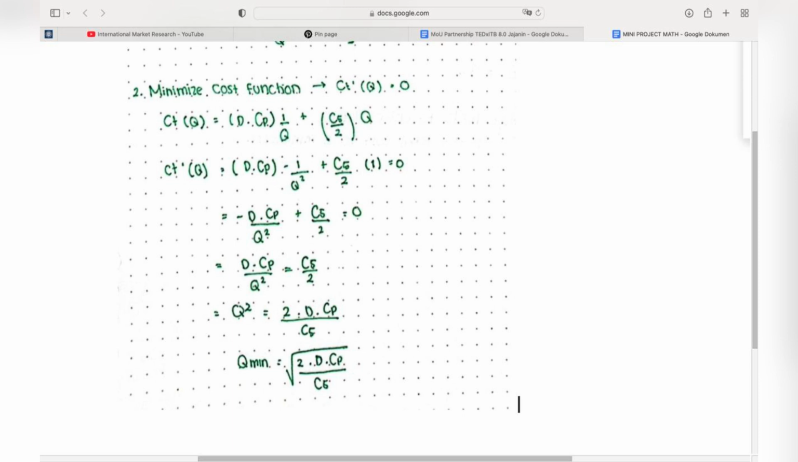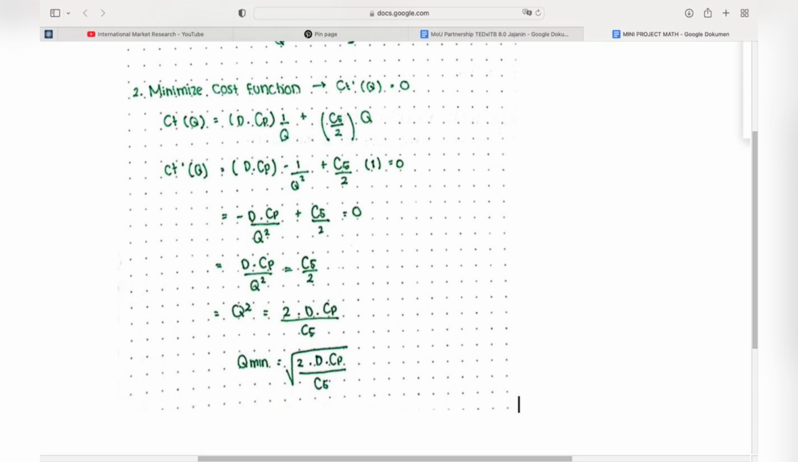Now let's get to the second step, which is to minimize the cost function. To minimize the total cost, we need to find the value of Q, the order quantity that gives the lowest cost. This involves taking the derivative of the total cost function CT(Q) with respect to Q and setting it equal to 0. We have here CT(Q) equals D times CP divided by Q plus CS divided by 2 times Q. The first term, D times CP divided by Q, represents the ordering cost, and the other one, CS divided by 2 times Q, represents the storage cost.